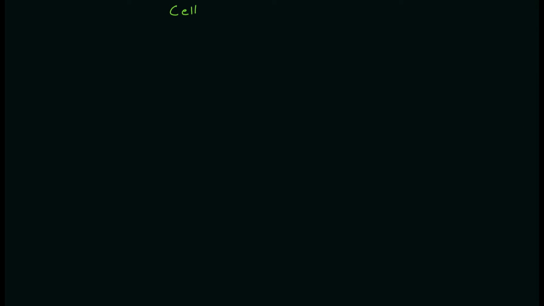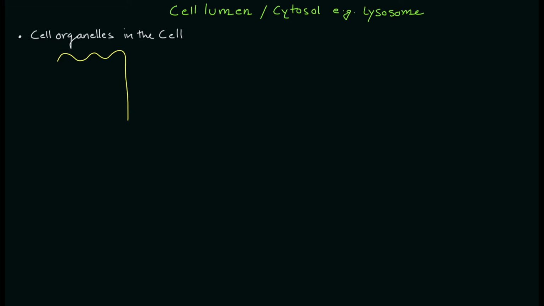Hi everyone, welcome to Basic Science Series, and today we will discuss the difference between the environment which is present inside the lumen and the cytosol. Now there are different kinds of organelles present inside the cell. We'll take the example of the lysosome, and how the environment inside the lysosome is different than the environment present in the cell, which is basically the cytoplasm.